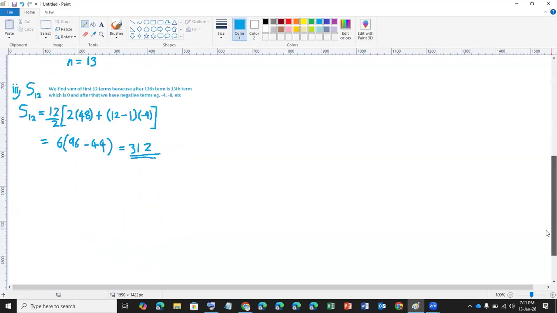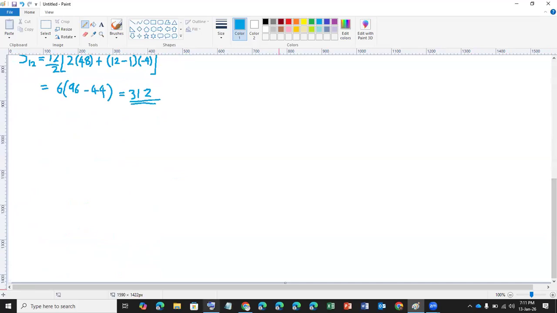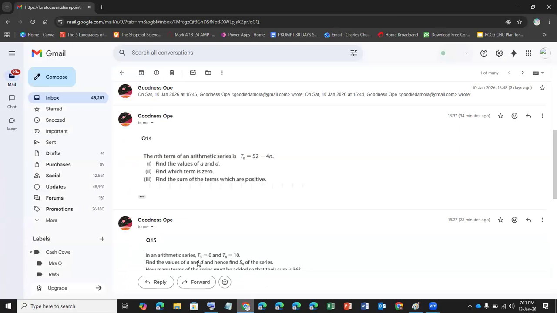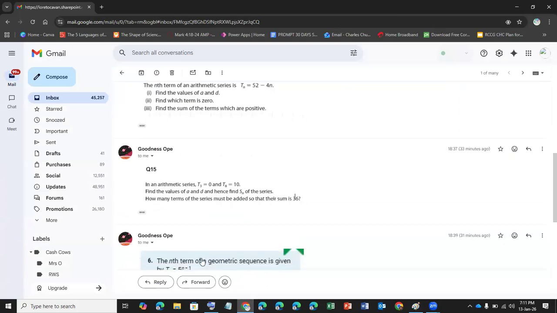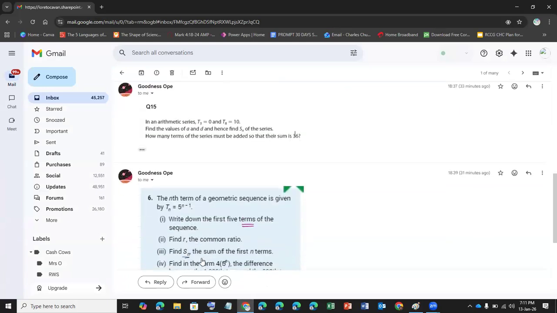So let's go to the next question. What is the next question? Number 15. In an arithmetic series, C3 equals 0 and C8 equals 10. The information given can't even help us find B directly, but it's fine, we'll still find a way. It says find the values of A and B. Hence, find Sn.